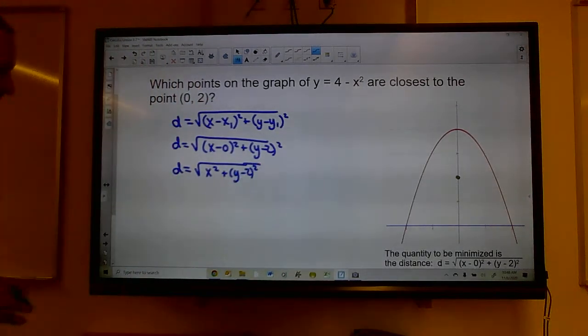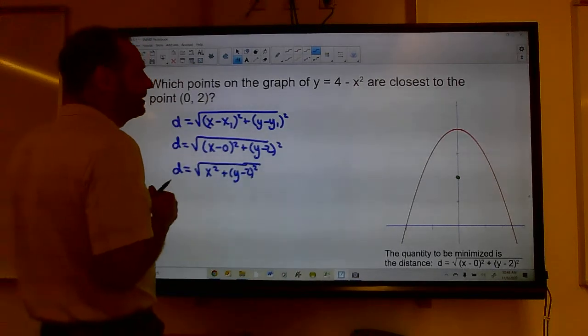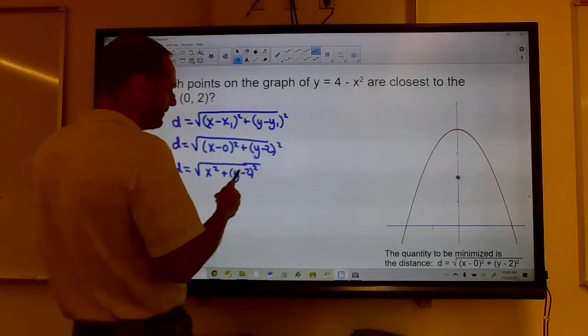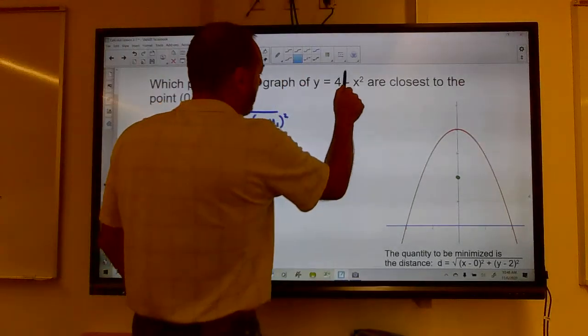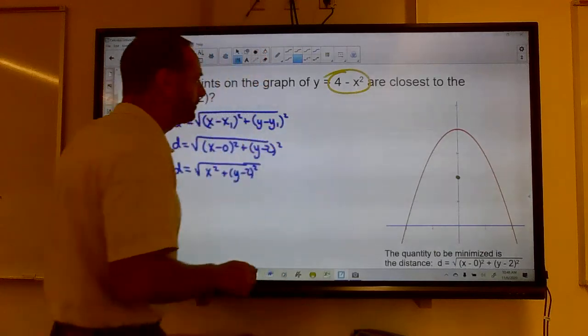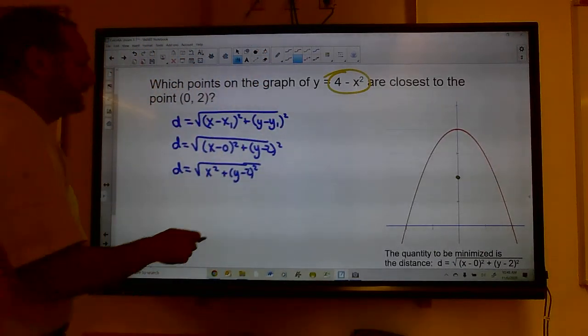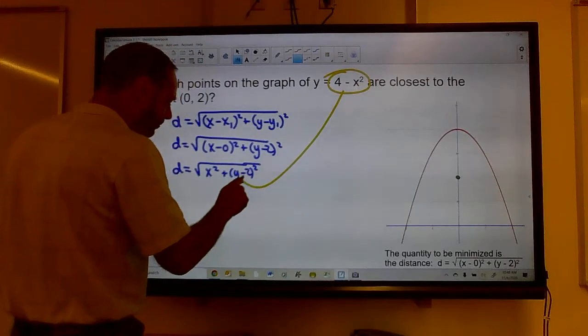Now I have 2 different variables, so I have to find a way to get rid of the y in this. This is one of those ones that's a little bit tricky because it's like I don't have a secondary equation anywhere for this. Except I do, because I have the equation that I started with right here: y is equal to 4 minus x squared. So I can take that and plug it in for y right here.